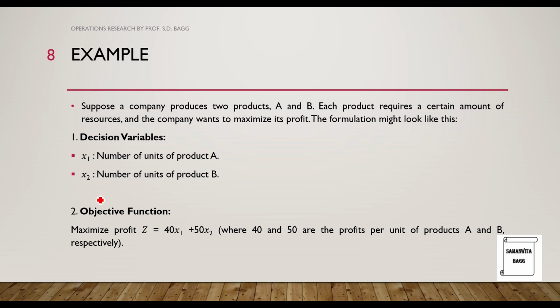Decision variables: x1 is the number of units of product A, x2 is the number of units of product B. Objective function: maximize profit. Z is equal to 40x1 plus 50x2, where 40 and 50 are the profits per unit of products A and B respectively. So this data has to be given to you so that you are able to formulate the objective function.